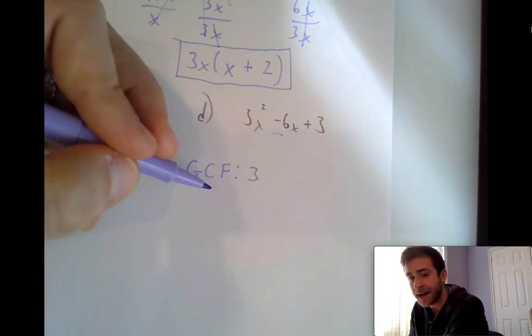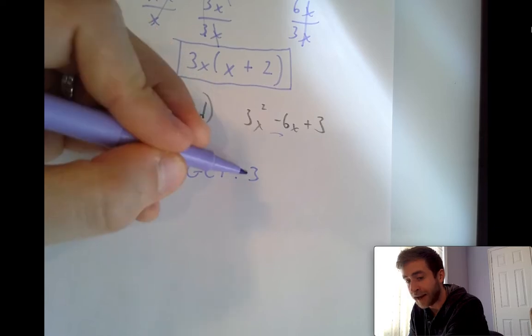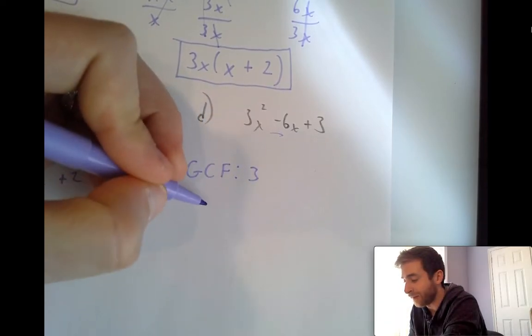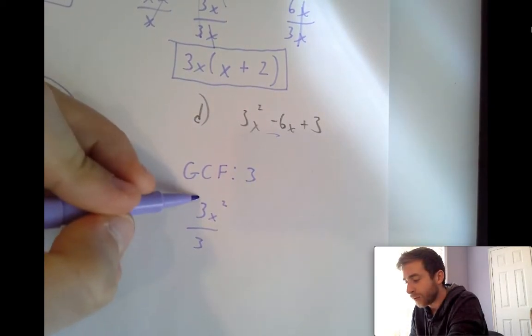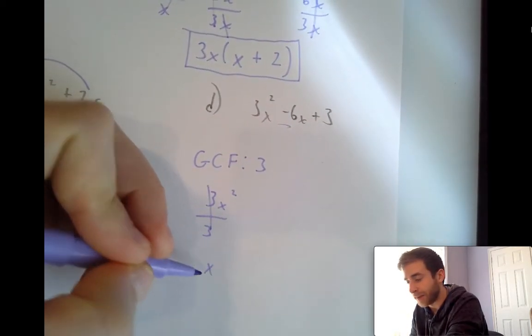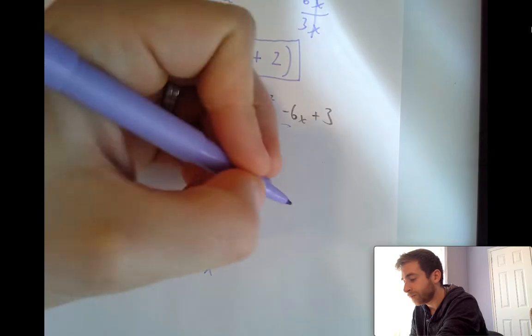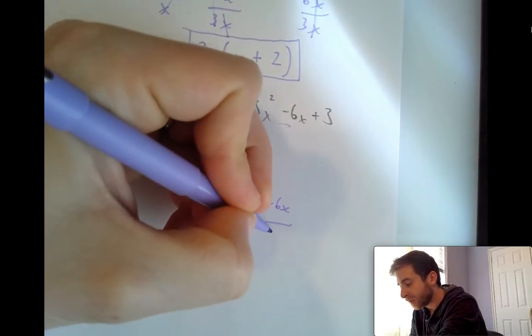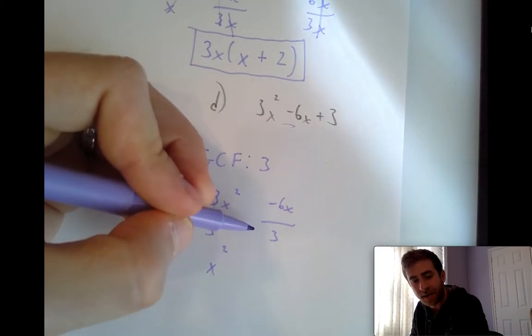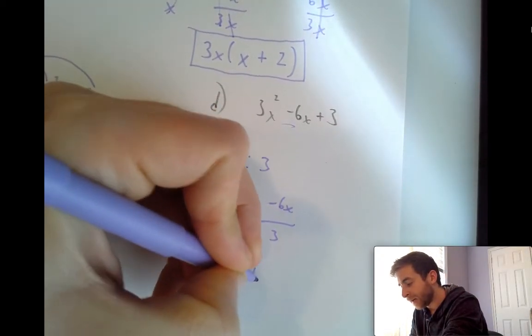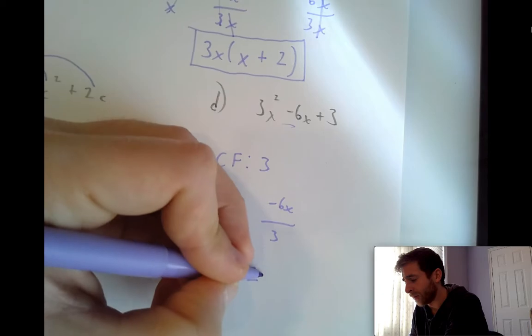And so what I'm going to do now is, for each term, divide that GCF out to see what it looks like when I factor it. So 3x squared, divide out the 3. Those 3's will cancel. My first term is going to end up as x squared. -6, divide out that GCF, divide out the 3. -6 divided by 3 is going to be -2. The x just comes along for the ride.